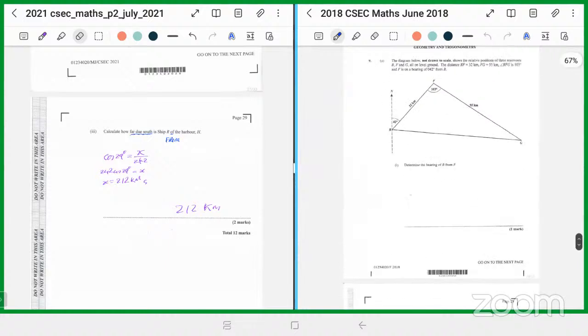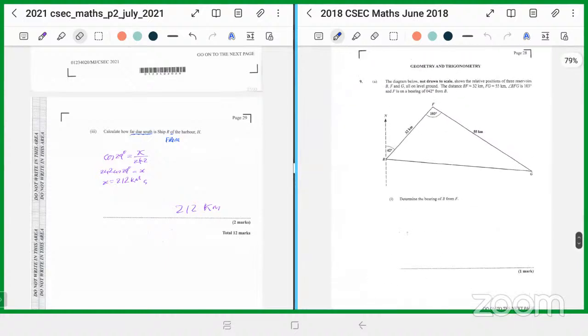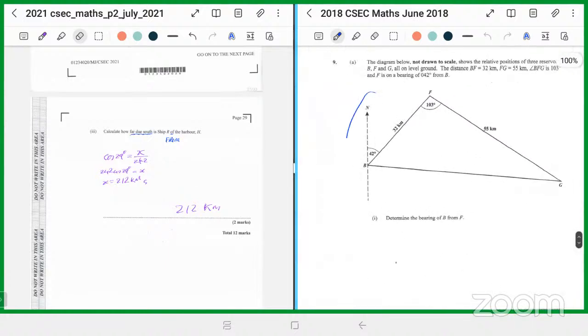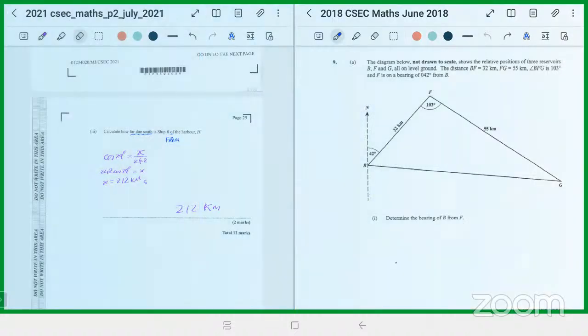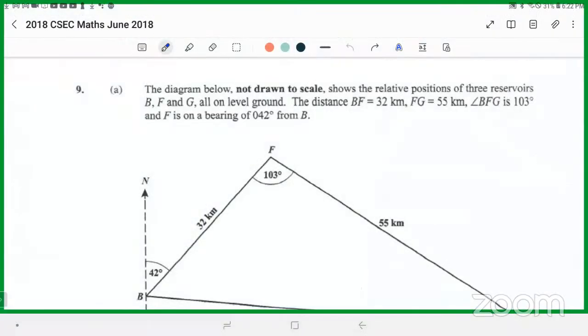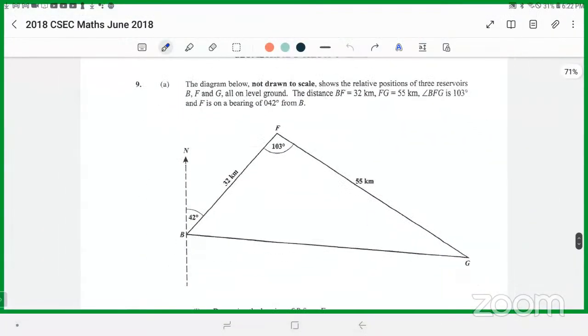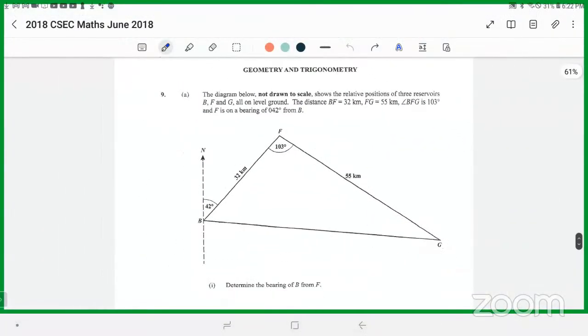It's a bearings question again. Once I see an outline of the diagram, I know it's a bearings question. So let's see what this one says. The diagram below, not drawn to scale, shows the relative position of three reservoirs, B, F, and G, all on level ground. The distance BF is 32, that is shown here.